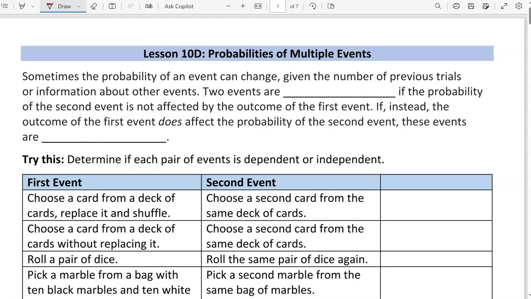In this lesson, we'll look at probabilities of multiple events. We'll talk about two different types of events. One where the probability of the second event is not affected by the probability of the first event. Those are called independent events if one does not affect the other. And if the first event does affect the probability of the second, this is called dependent events.